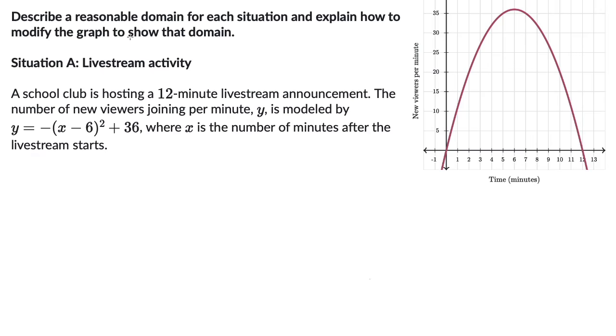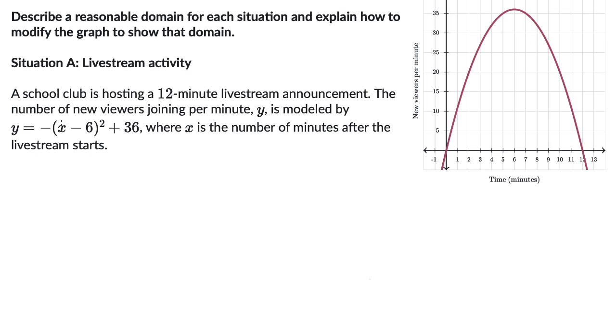We're told to describe a reasonable domain for each situation and explain how to modify the graph to show that domain. So we're starting with situation A, live stream activity. A school club is hosting a 12-minute live stream announcement. The number of new viewers joining per minute Y is modeled by this quadratic equation here, where X is the number of minutes after the live stream starts.